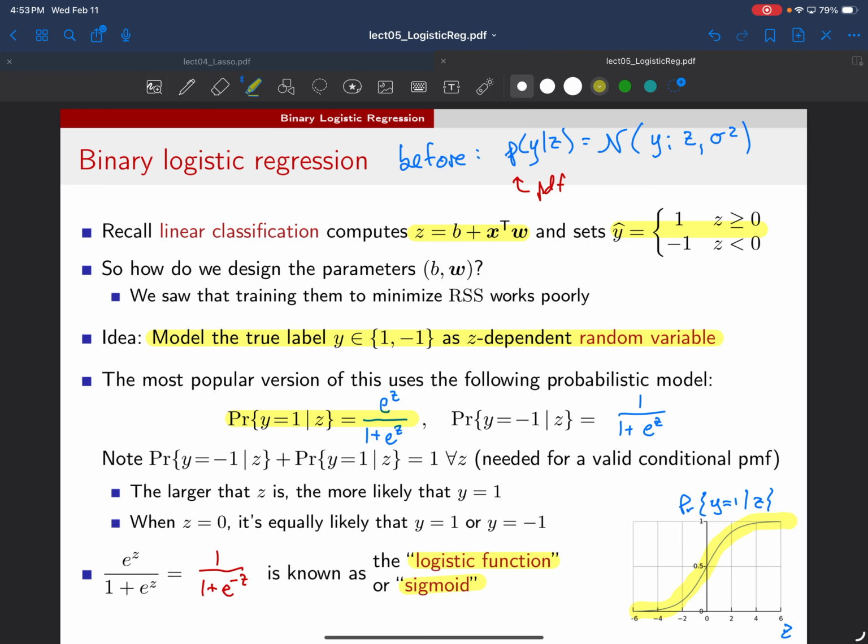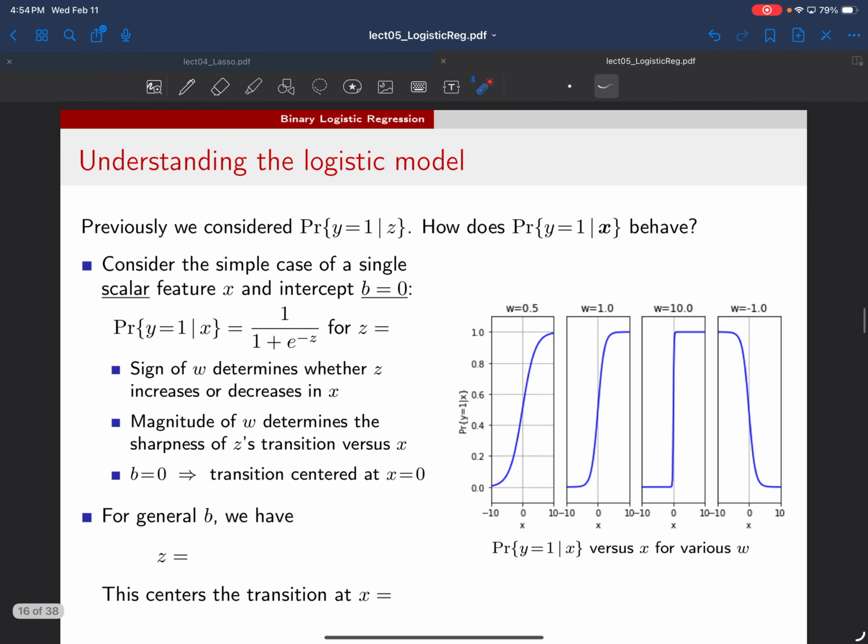Okay, good. And as the last question suggested, it's a little weird to be plotting or thinking in terms of z, because z is sort of an intermediate variable. The question might really be, how does this probability change as a function of x, my feature? That's going to be affected by b and w. So let's see how that works. How does the probability of y equals 1 given x behave?